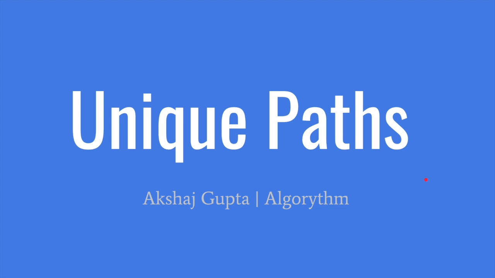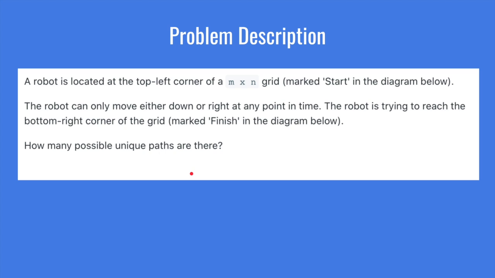Hello, today I'll be going over LeetCode number 62, Unique Paths. So the problem statement is that a robot is located at the top left corner of an m by n grid and is marked as start in the diagram. The robot can only move down or right at any point in time, and the robot is trying to reach the bottom right corner, which is the finish line.